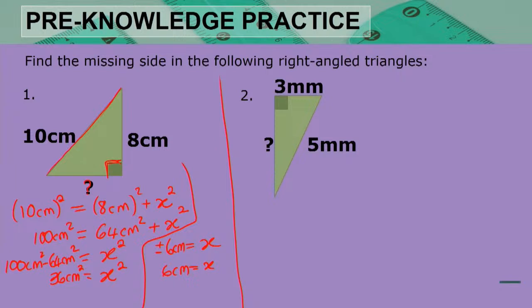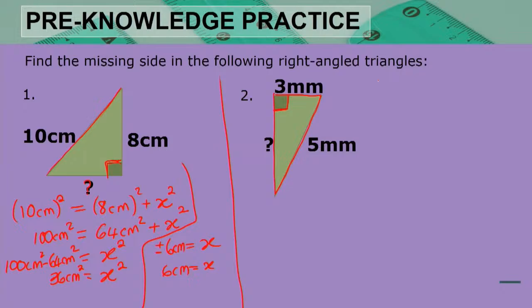Let's move on to the second right angle triangle, where we are also going to be finding a missing side. So we have been given 3 millimeters for this side, and we have an unknown side here, and then of course the hypotenuse there as 5 millimeters. Remember, we always see the hypotenuse by the one that is opposite the right angle.